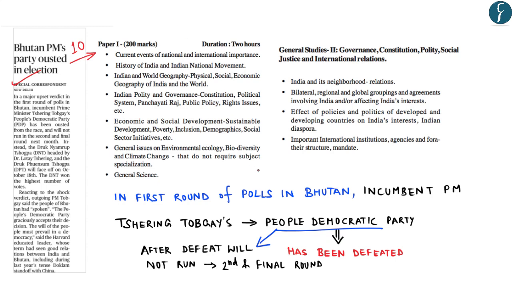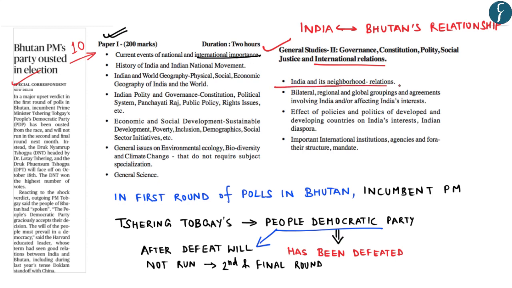Now this developing story becomes important considering India-Bhutan relationship. This topic forms a part of current events of international importance under your prelims examination, and for mains this topic forms a part of international relations under GS2, specifically under India and its neighborhood relations. So this significant political development in Bhutan becomes very important as India maintains a very good relationship with Bhutan.